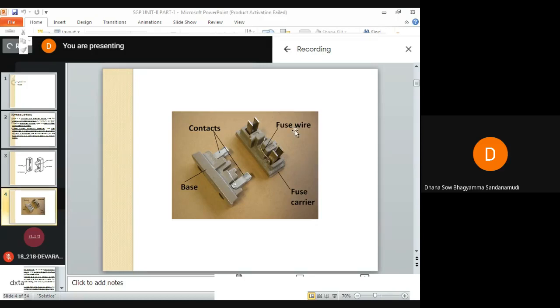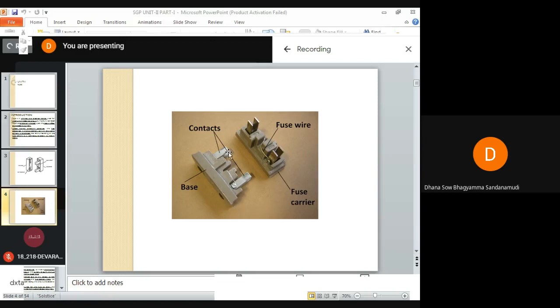Connected, known as fuse wire. Okay, the fusing element is connected, known as fuse wire. So what is a fuse? It is the simplest and cheapest device used for protecting the electrical circuit against fault conditions. Okay, these are the parts of the fusing element.